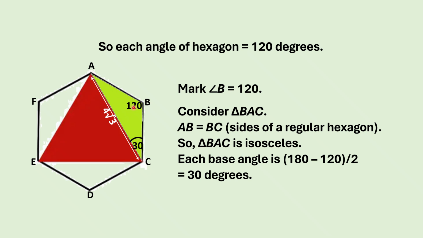The gray shaded one is an isosceles triangle, and the vertical angle is 120. So 180 minus 120 is 60, so each of the base angles must be 30. Angle A must be 30 and angle C must be 30 because the total is 180. So mark these things: the vertical angle 120, the base angle 30, and each side of the red triangle 4 root 3. Now we proceed further.